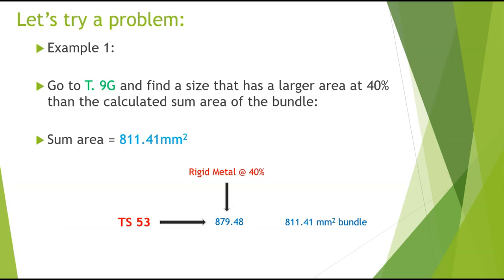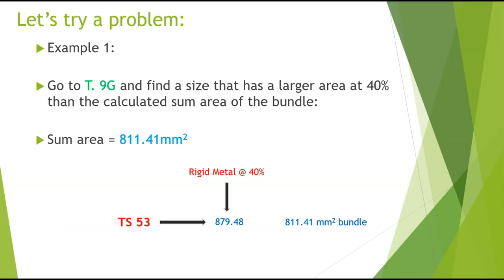And so we're going to go to Table 9G. We're going to be looking at this table because it covers 40% pipe fill for these various types of raceways that we use on a regular basis. And the very first group of columns is dedicated to rigid metal conduit.